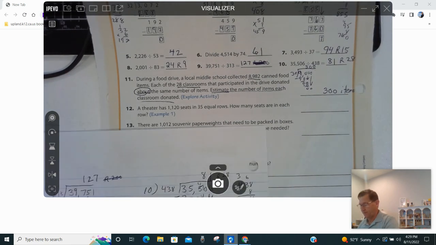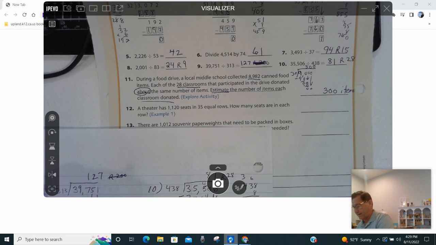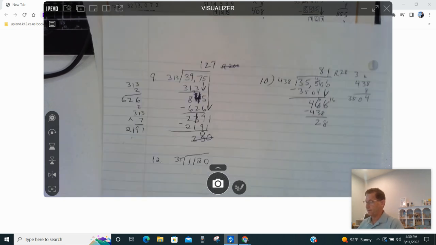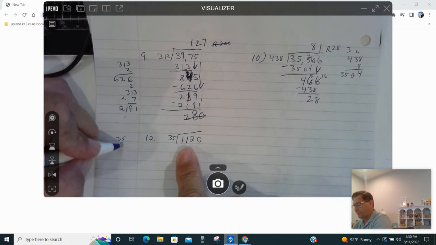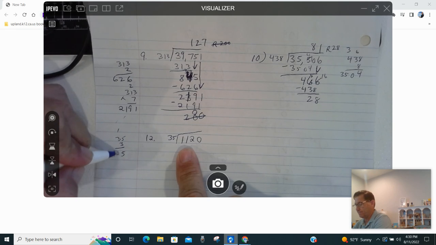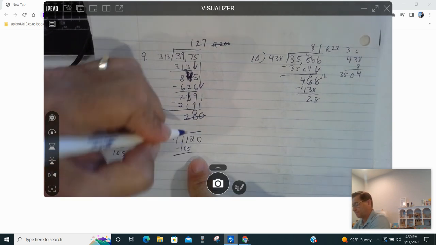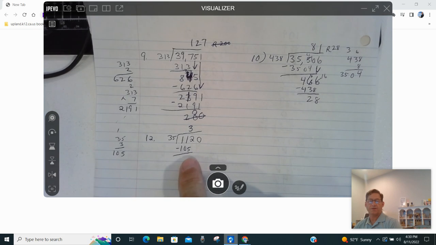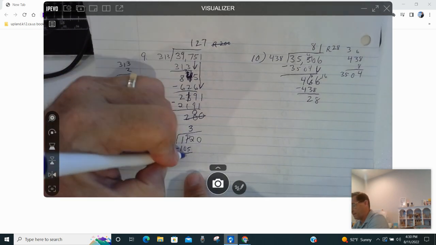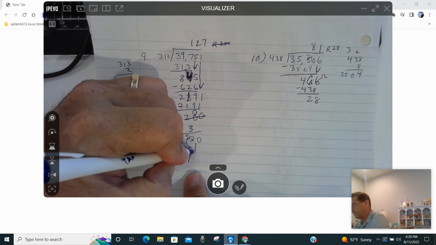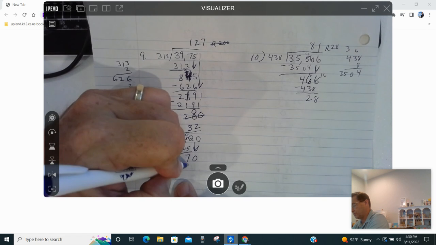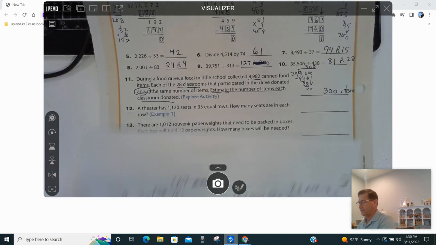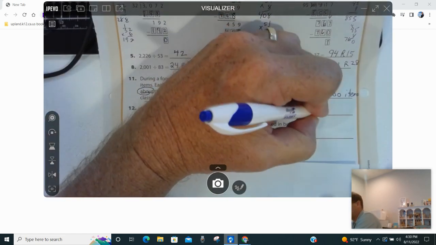All right, number 12. A theater has 1,120 seats in 35 equal rows. How many seats are in each row? I can probably get 3 35s from 112. 3 times 35 is 105. Remainder of 7. Bring down the ones. 70 divided by 35, I know there's 2. So each row has 32 seats.